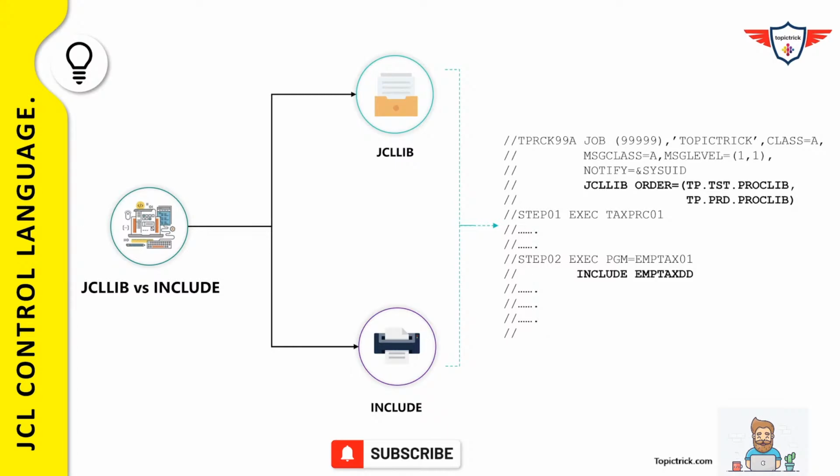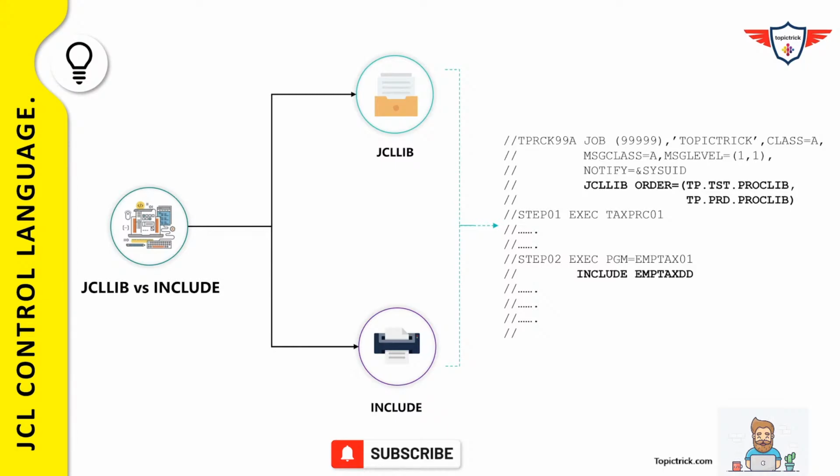And just in case you have more than one PDS and you want to specify the search sequence, then you can also do that with the help of the order keyword. So you can use JCL lib followed by a space and then order, and after that you can specify the PDS in the sequence in which you want the system to search. And always remember that the JCL lib statement must appear after the job statement but before an execute statement in that particular job.